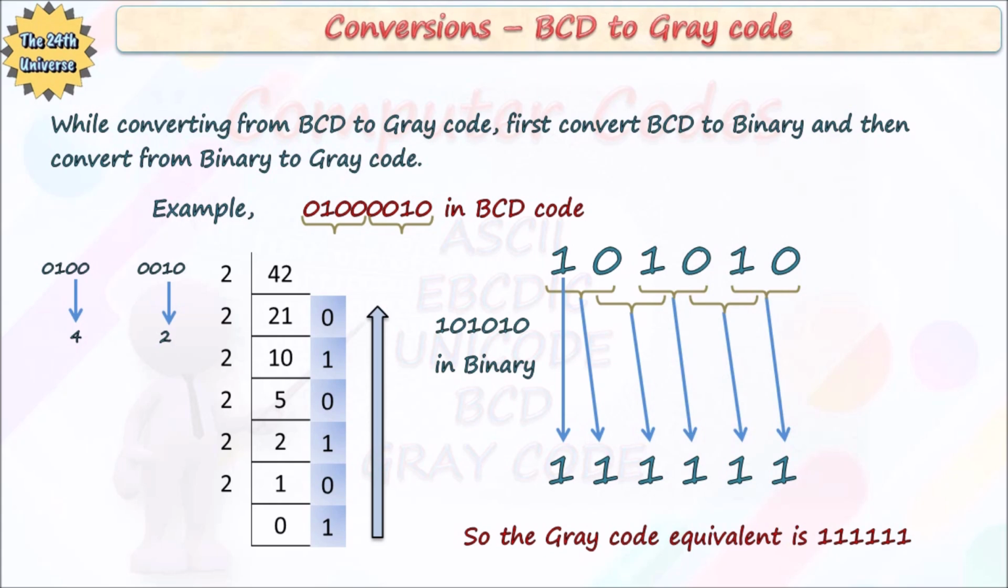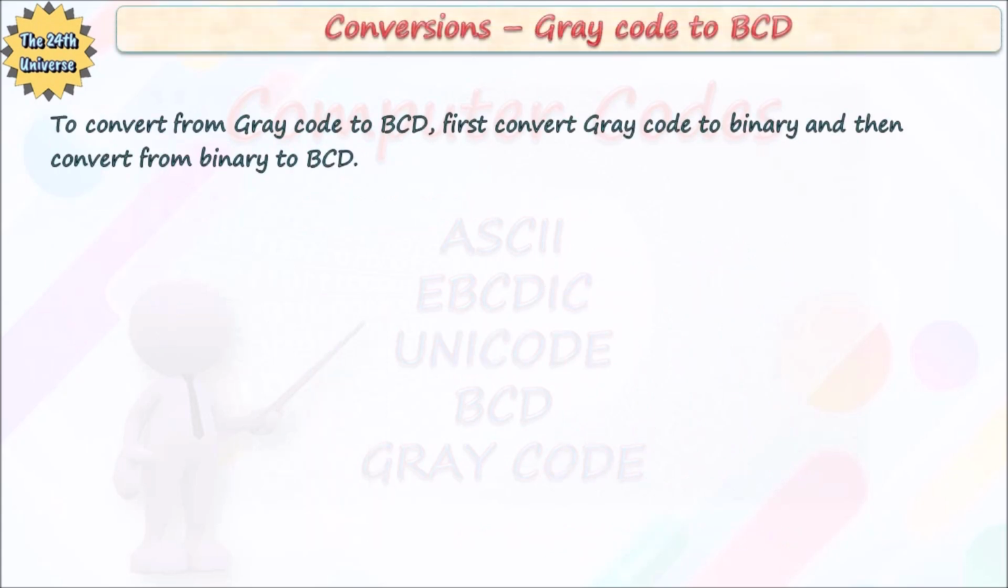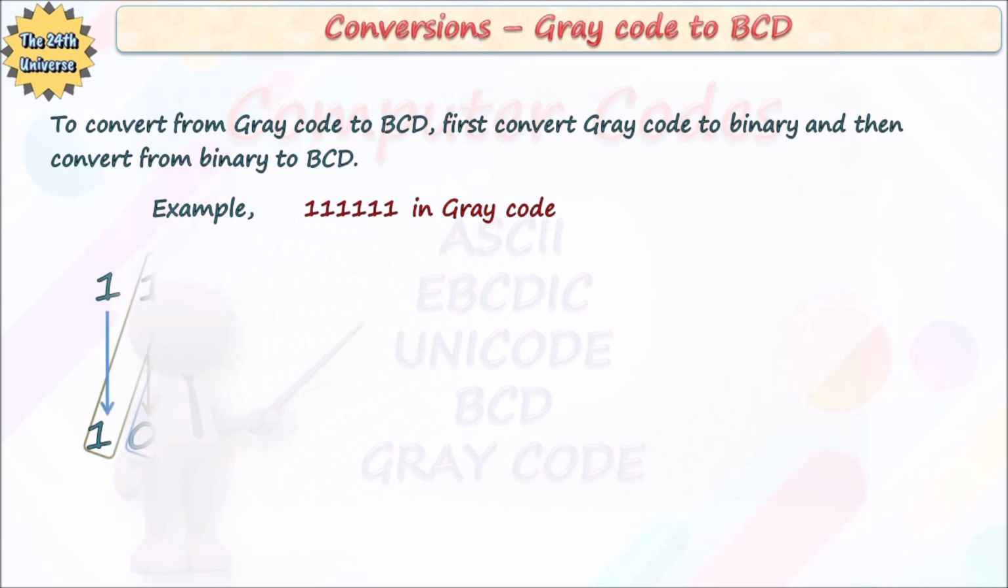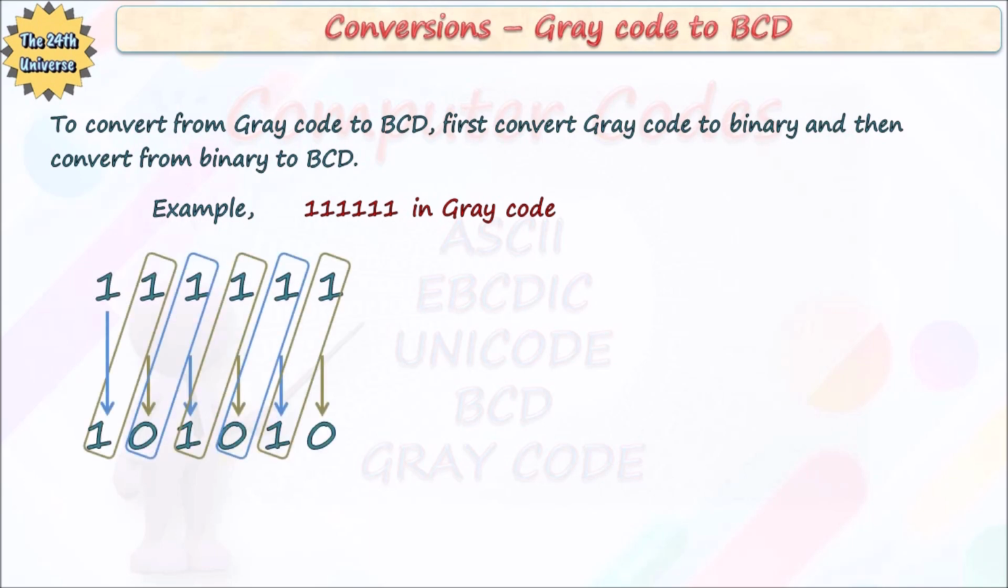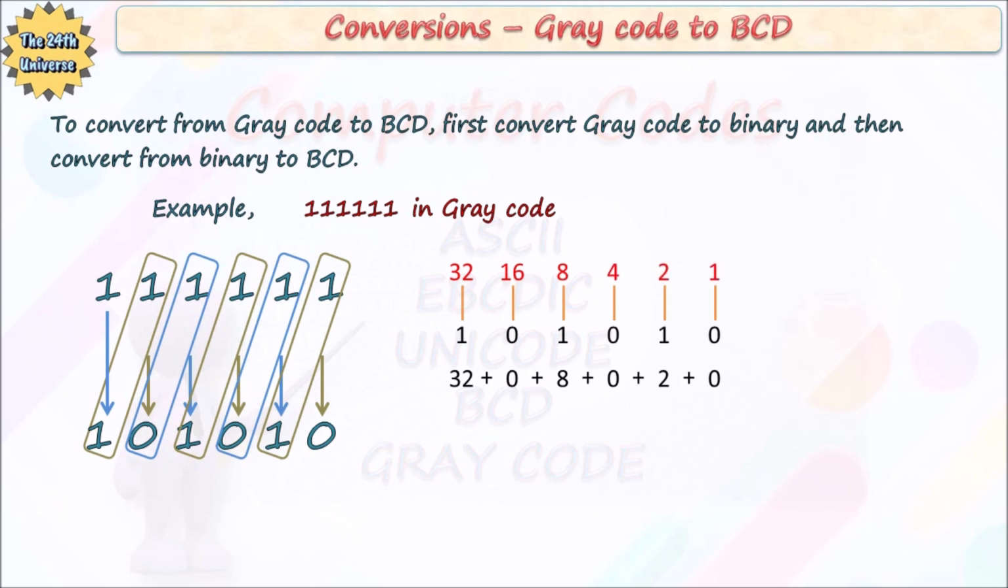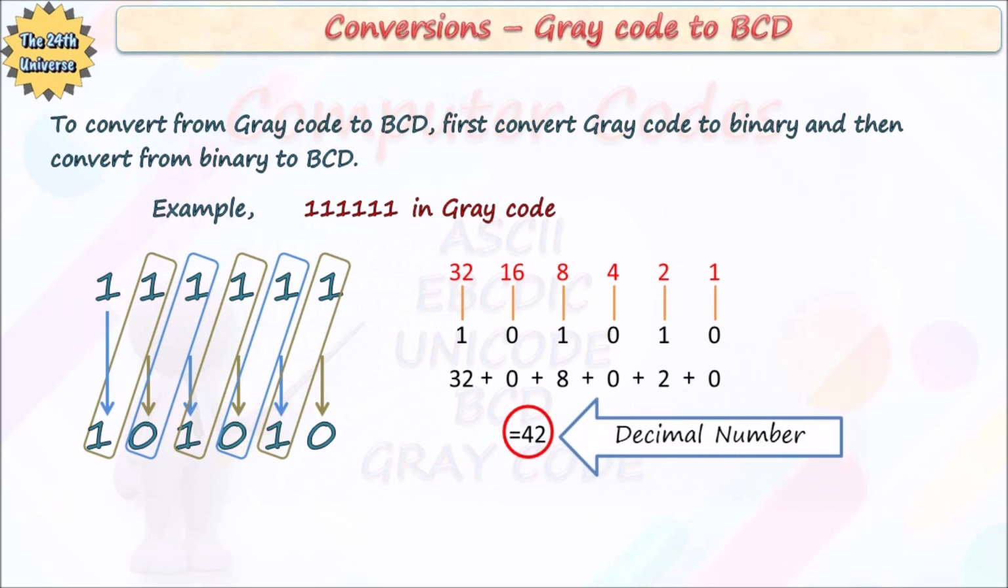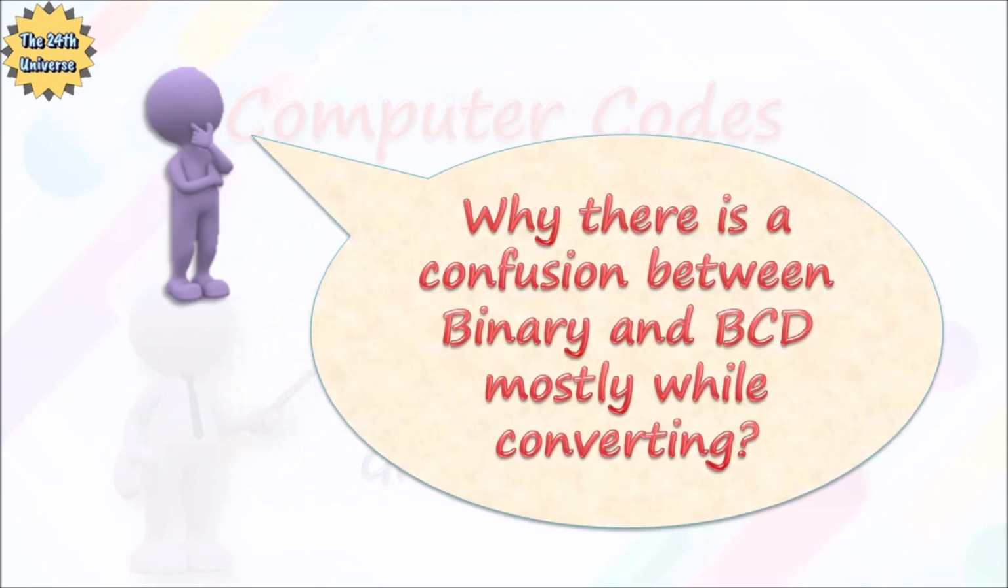And to convert from gray code to BCD, first convert gray code to binary and then convert from binary to BCD. Example, here is the gray code 111111. First, we have to convert it into binary, that is 101010. Then write the decimal equivalent of it, that is 32 plus 8 plus 2, which is equal to 42. So the decimal to BCD conversion will give you 01000010.